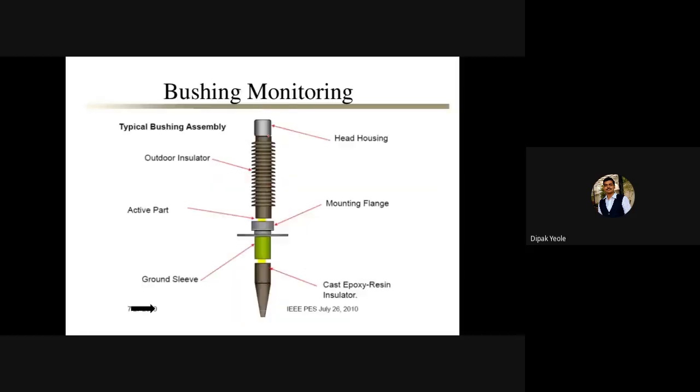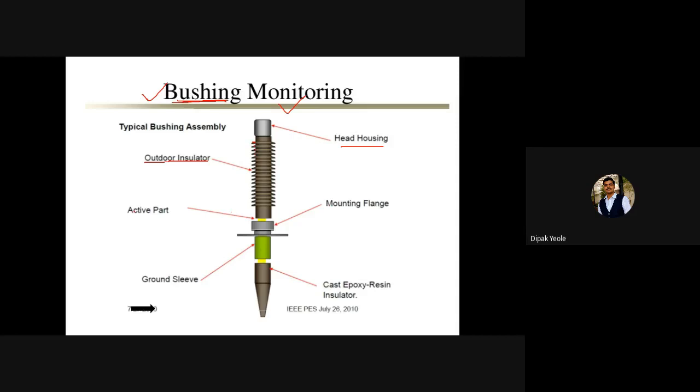We are interested in the figure of this particular bushing. Here you can see the bushing monitoring which we are interested in. Obviously, we have to test or check the parameters of this bushing continuously. That is called monitoring. Here you can see the head housing, here is the head, and here is the outdoor insulator. You can see the discs are available.